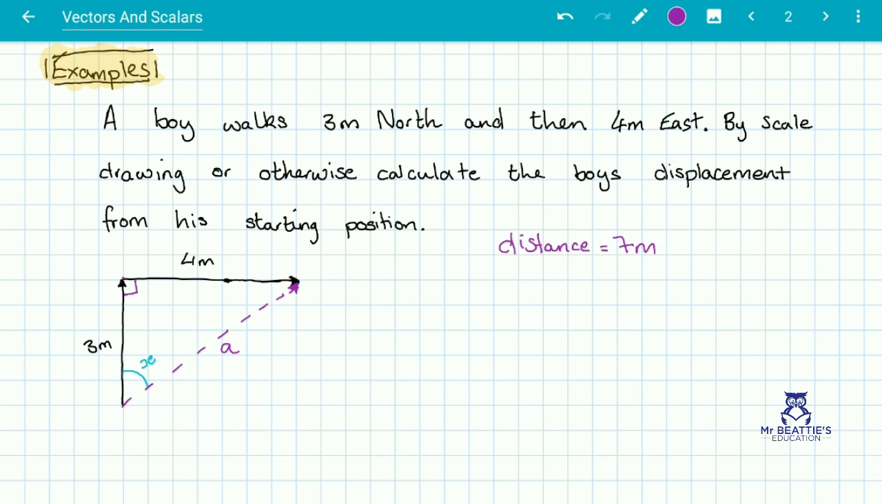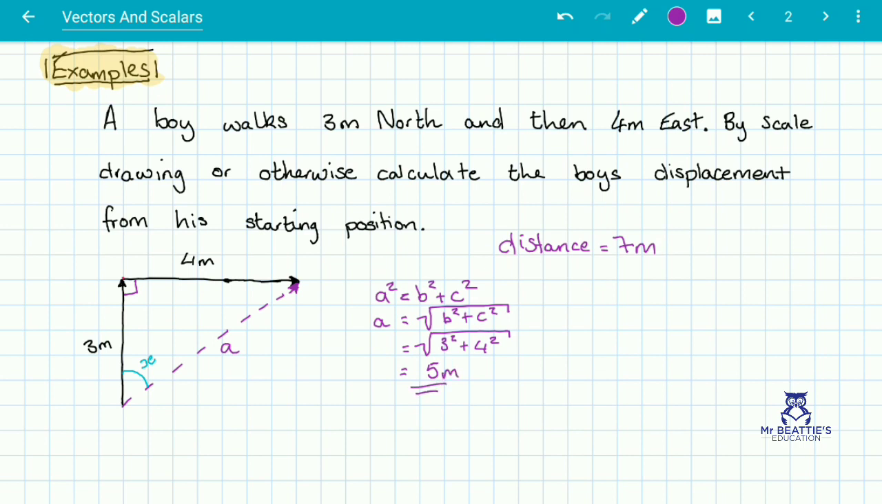and so our Pythagoras gives us A squared is equal to B squared plus C squared, and so A is equal to the square root of B squared plus C squared. I'm going to put in my values now, and so it's going to be A is equal to the square root of 3 squared plus 4 squared. I'm going to put that in my calculator and it's going to come out as 5 meters.